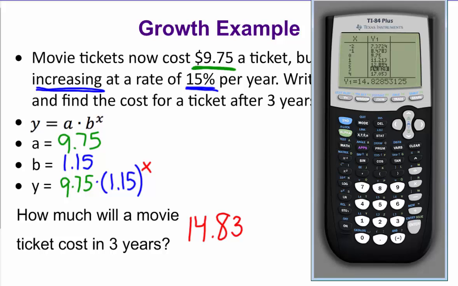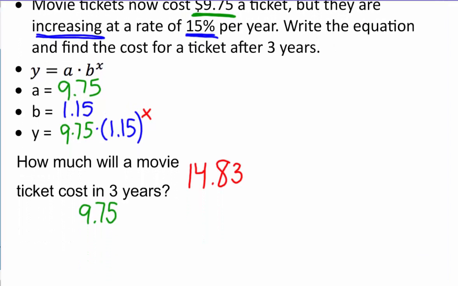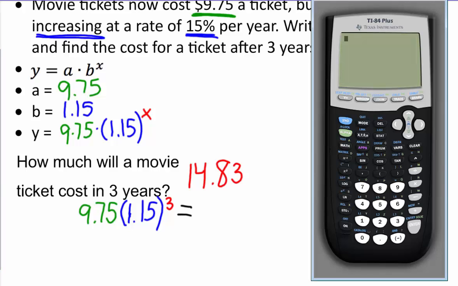There's another way to do it, which is simply by putting in a 3 wherever you see an x in your equation. So if we rewrite our equation, we have 9.75 times 1.15, and then instead of writing x, we're going to write a 3. And then we are going to enter this into our calculator to see what we get.